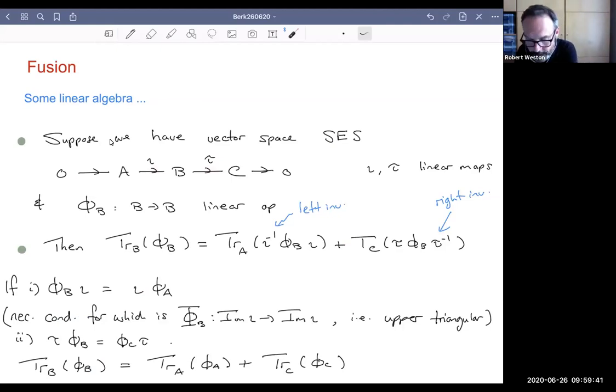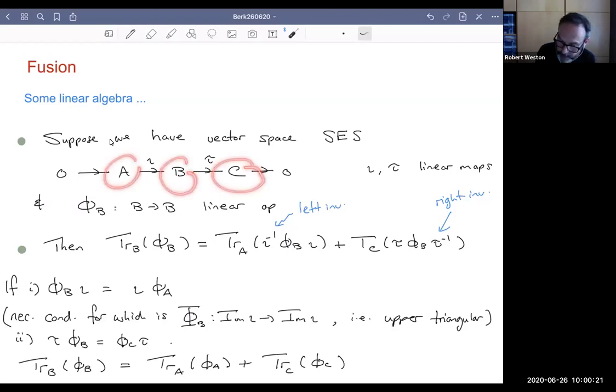Okay. Well, short exact sequences of vector spaces split. Later on, I'm going to introduce short exact sequences of algebra modules, and they don't always split, but short exact sequences of vector spaces do split. And I can write the trace of B as the trace over A and the trace over C of this operator, where this object is the left inverse of the injection, which exists, and this is the right inverse of the surjection. Okay, so this is just linear algebra. I'm not doing anything fancy here. So I can write the trace over B in terms of the trace over A and the trace over C with these left inverses and right inverses sitting there.